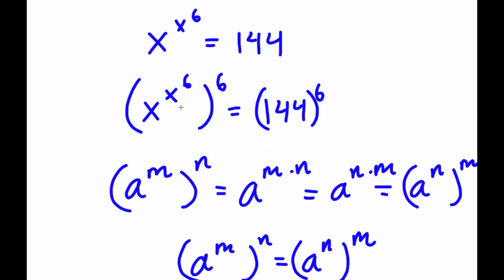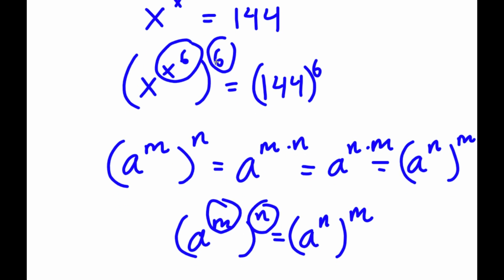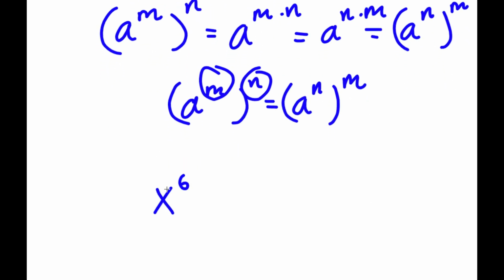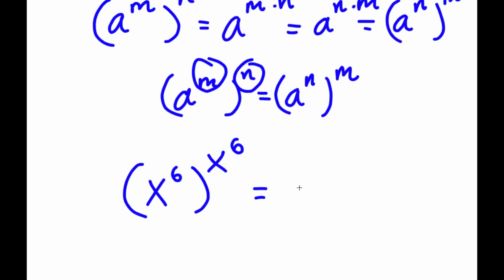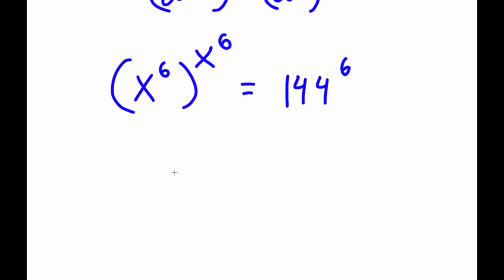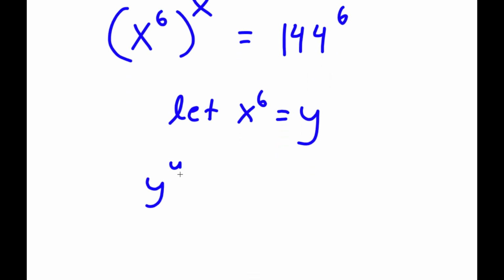So in this case, I have x to the power of x to the power of 6 to the power of 6 is equal to 144 to the power of 6. So we can think of x to the power of 6 here as m and 6 as n. So if I switch the places of these two, I get x to the power of 6 to the power of x to the power of 6 is equal to 144 to the power of 6. So now I'm going to let x to the power of 6 equal to the variable y. So now I have y to the power of y is equal to 144 to the power of 6.